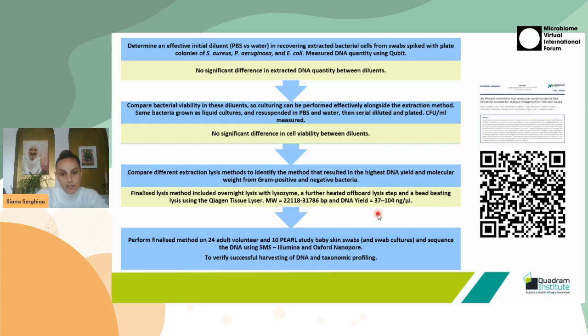104 nanograms per microliter. I then performed this finalized method on 24 adult volunteer swabs and 10 pulse study skin swabs, and also the cultures from these swabs. I sequenced them all using shotgun metagenomic sequencing on Illumina and Oxford Nanopore platforms because I wanted short and long reads. This was all to verify successful harvesting of DNA and taxonomic profiling with real swabs, and this is going to be the focus of today in terms of results. But if you want more information on these previous experiments, you can follow the QR code, which should take you to the publication.